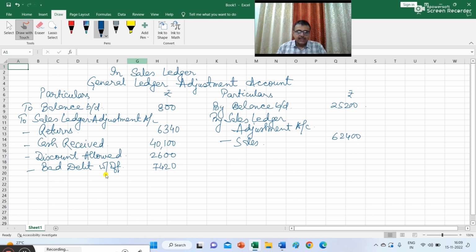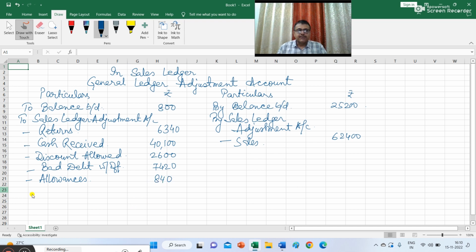Next item is bad debt previously written off, now received. The journal entry for this item is cash account debit to P&L. Since this item does not affect the debtor ledger, we are not going to write it in this sales ledger. Next item is allowances. It is also reducing the amount of debtor balance. So I have to write it here as allowances 840.